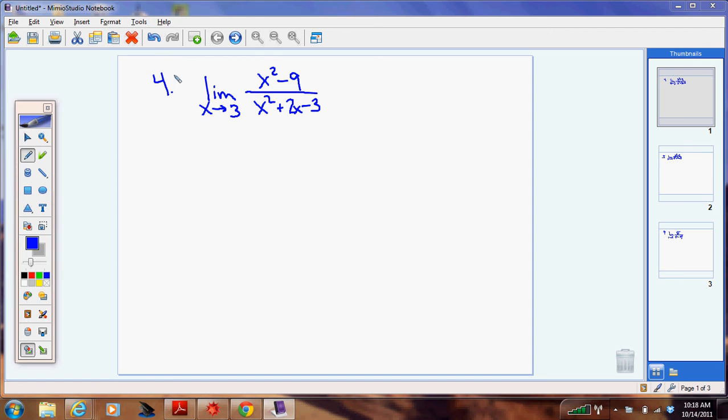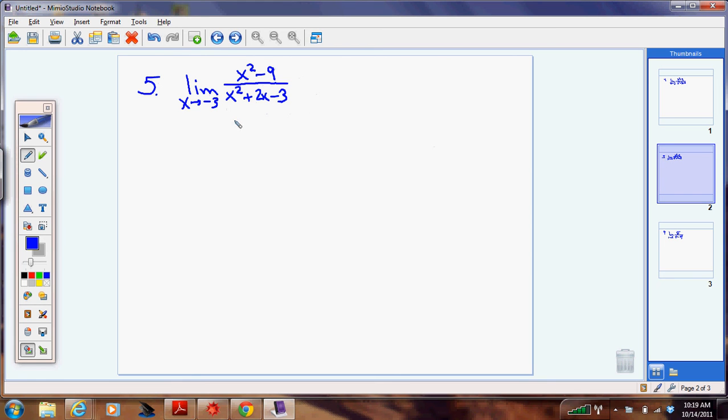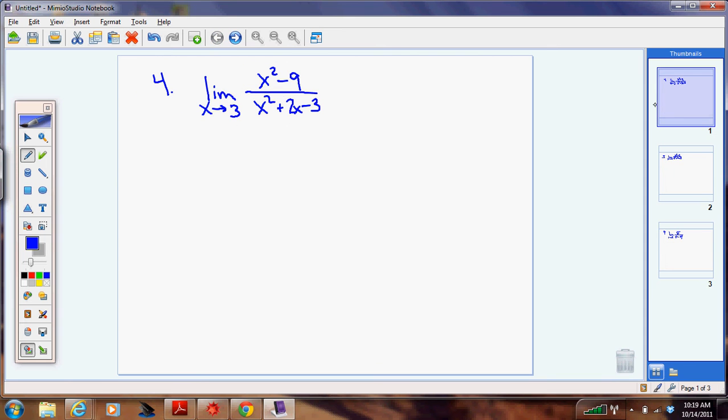As you can see, we have the limit as x approaches 3 of the quantity x squared minus 9 divided by the quantity x squared plus 2x minus 3. We'll talk about the solution in a moment, but look at the structure for a second. Now number 5: the limit as x approaches negative 3 of the quantity x squared minus 9 divided by the quantity x squared plus 2x minus 3. So we're evaluating the same expression in both cases, but letting x approach two different values. In number 4, x is approaching positive 3, and in number 5, x is approaching negative 3. So let's see how these are different.